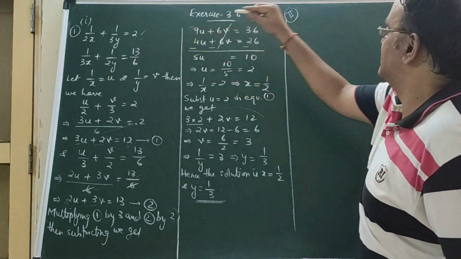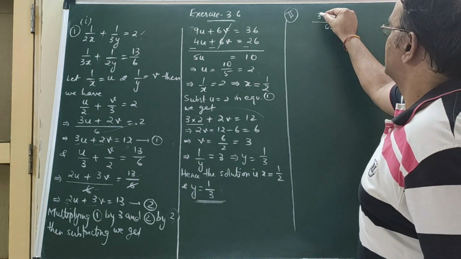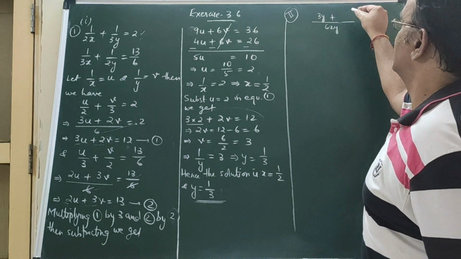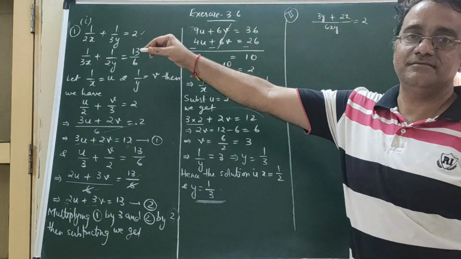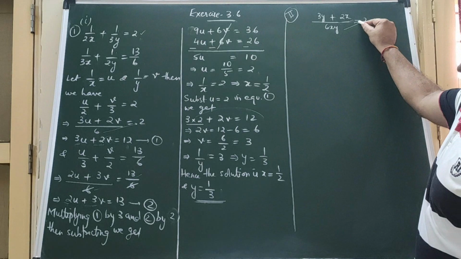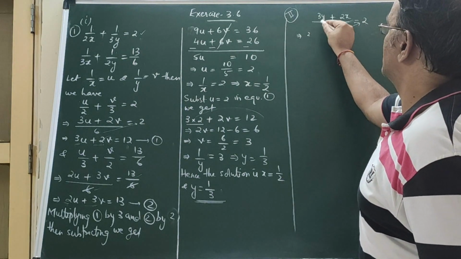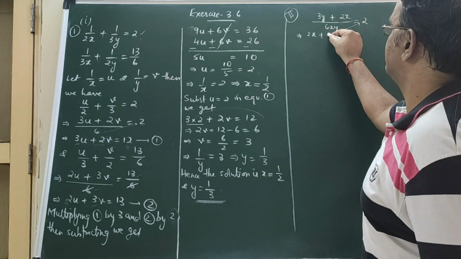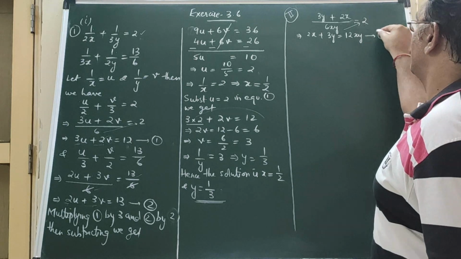So what we will get? 6xy, 3y plus 2x, and this equals 2. Right? So 6xy into 2 will become, इसको थोड़ा सा rearrange कर लेंगे, equals to 12xy. So this is my first equation.